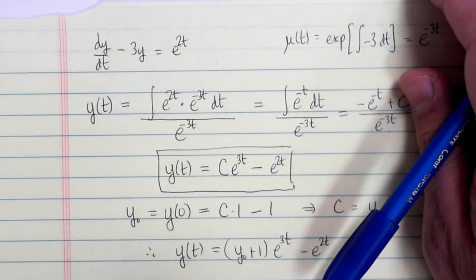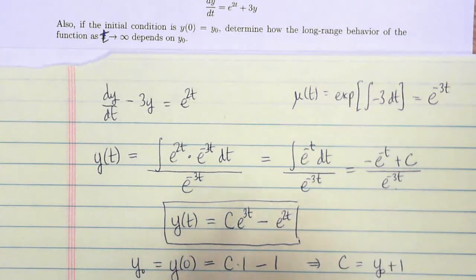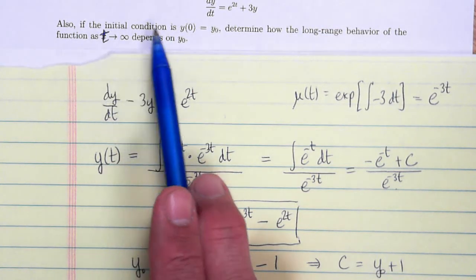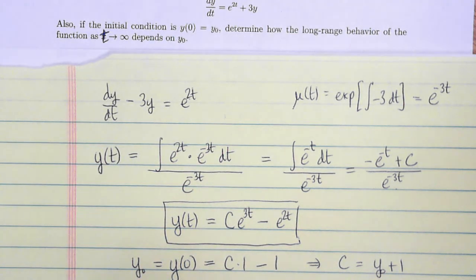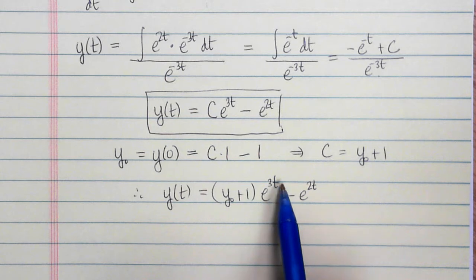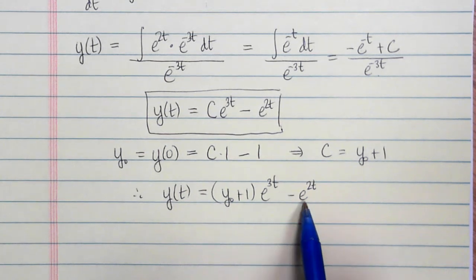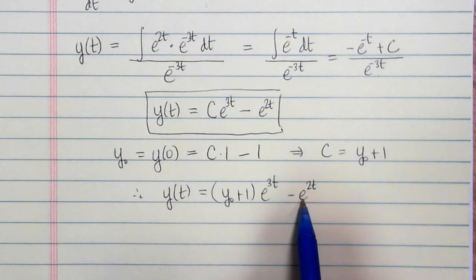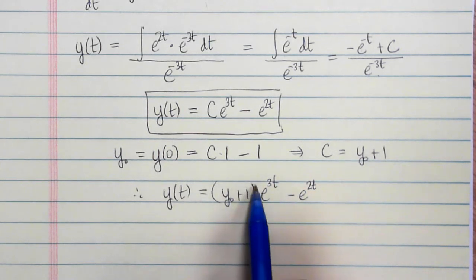Then there is a question about how the solution behaves. Determine the long-range behavior of the function as t goes to infinity, and how it depends on y naught. Okay, first thing to establish is that e to the 3t is going to dominate e to the 2t. e to the 3t grows faster than e to the 2t. And so this term is going to be the most important for determining how the function behaves.